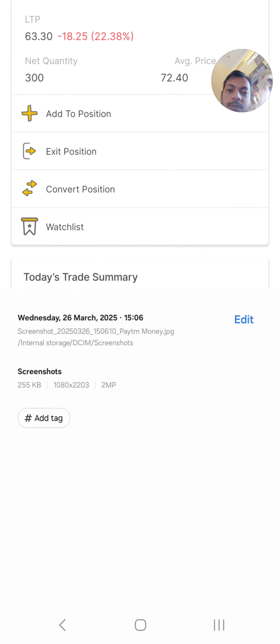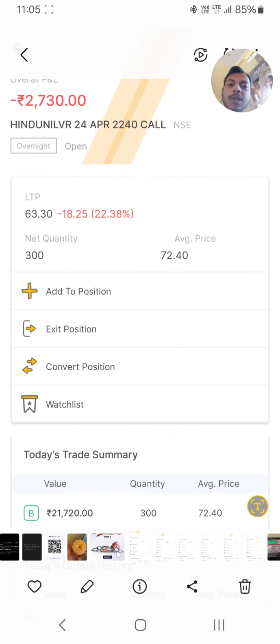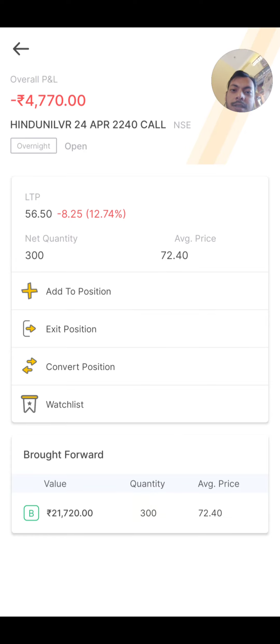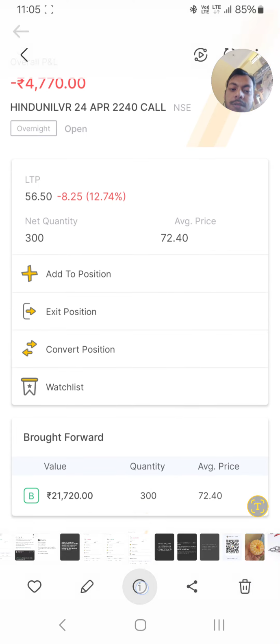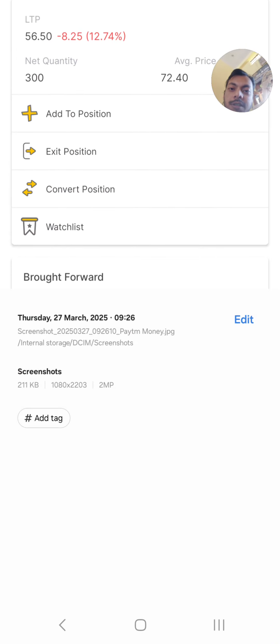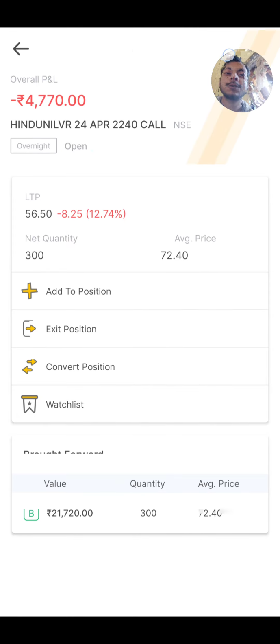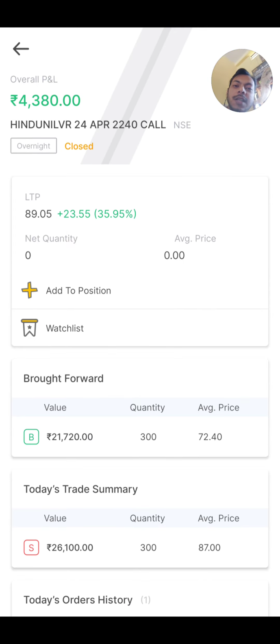and this was on 26th March. Towards the end of the day it went to around 3,000, and this was yesterday. I think, yeah, 27th March. This was yesterday's biggest negative P&L, around 5. And finally you can see this closed at a profit of 4k.